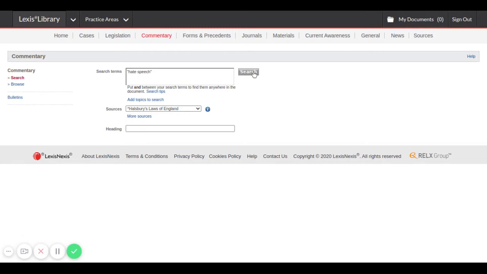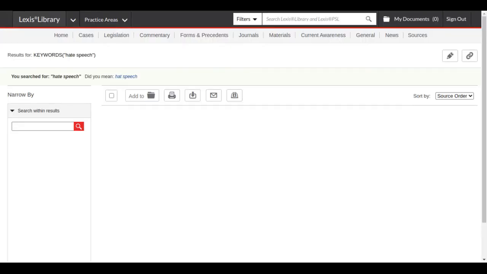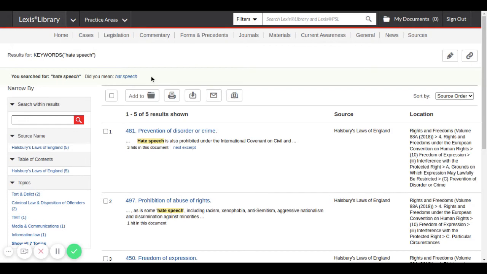I press search, and what it will do is give me all the results for paragraphs in Halsbury's Laws that talk about hate speech, or "hat speech", as Lexis is quite insistent on. So it's found me 5 results, and you can see it's highlighted the words "hate speech". So here it's telling me the paragraph number and also the name of the topic of that paragraph.